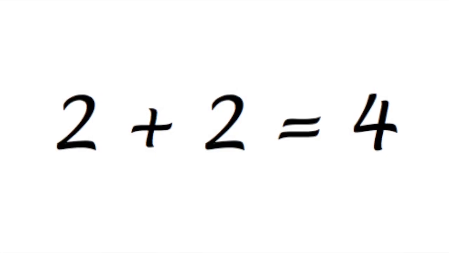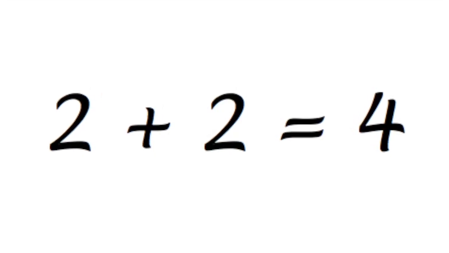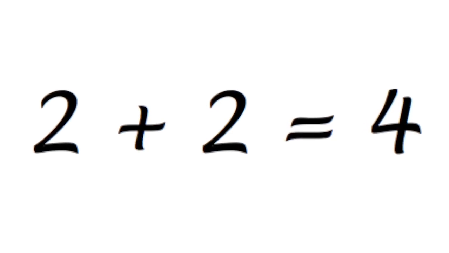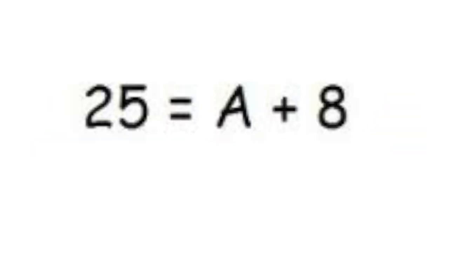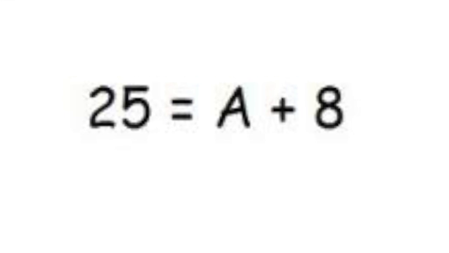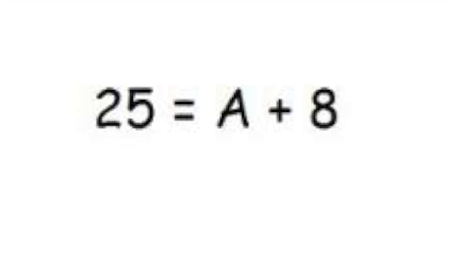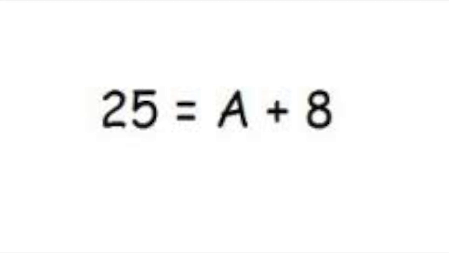Here's a basic equation that states that 2 plus 2 is equal to 4. Even though both sides of the equation look different, they maintain the same value. In this equation, the equal sign is implying that 25 on the left side has the same value as a plus 8 on the right side. Even though we might not know what a is right now, we can use this equation to help us figure out what our missing value is.